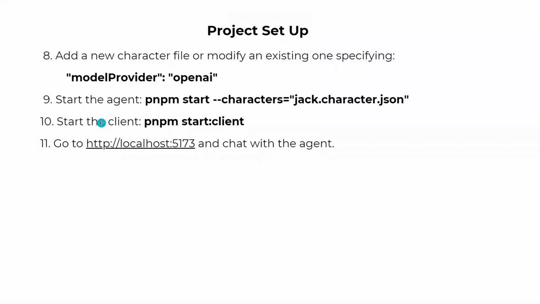So once we have prepared our character, to start the agent we should run pnpm start --characters, and the character that we want to use. And this will start the agent, which is a backend application, so a Node.js application. But as I said earlier, in the Eliza project, there is also the possibility to run a front-end chat client that can be started by running pnpm start:client, and it is available at localhost:5173.